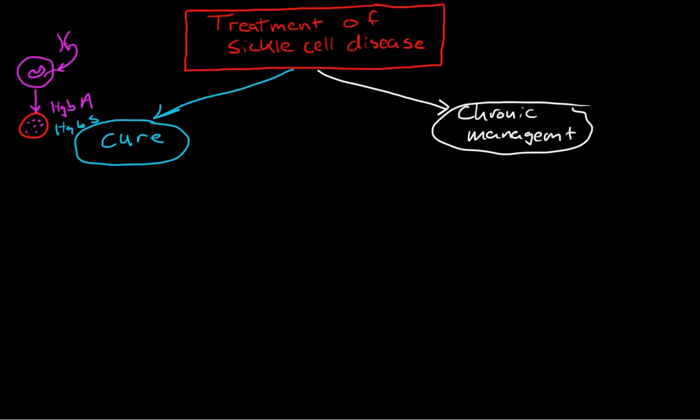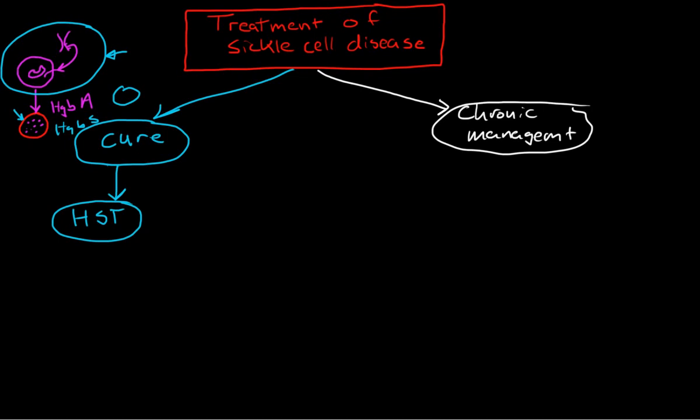So how do we cure this disorder? Well, we do a hematopoietic stem cell transplant. We give a person a treatment to remove their hematopoietic stem cells, including their erythropoietic stem cells, both the stem cells that create red blood cells as well as the stem cells that create white blood cells, and we replace them with a healthy donor. So the cure is by hematopoietic stem cell transplant.